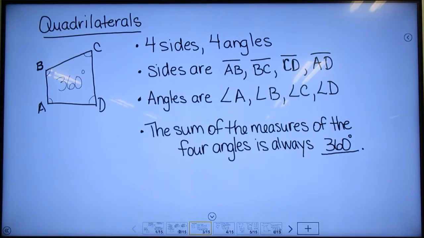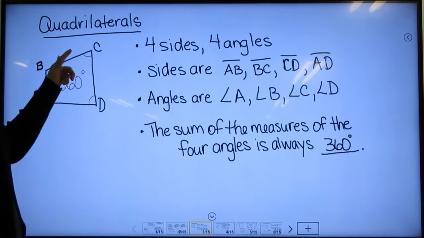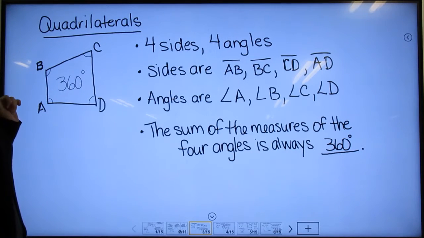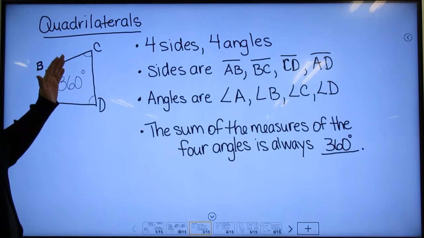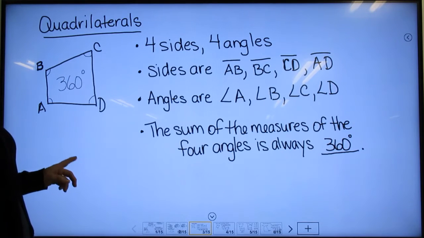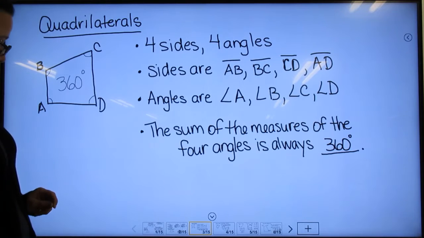Quadrilaterals have 4 sides, 4 angles. The sides of this quadrilateral are AB, BC, CD, AD. The angles are angle A, angle B, angle C, and angle D. And the sum of those measures is always 360 degrees.